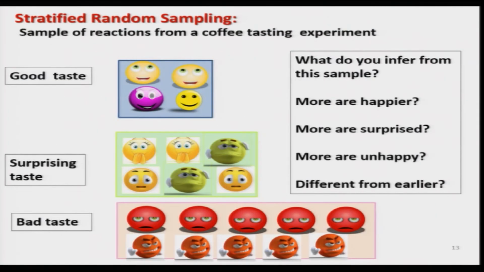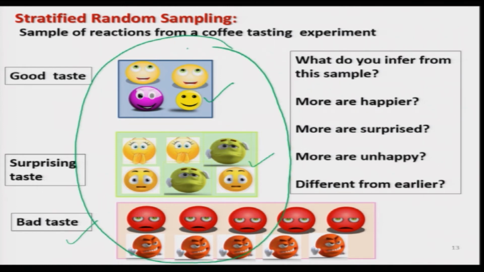Now I try to take this sample. You can see here there are 4 persons in the sample indicating a good taste, 6 persons indicating a surprising taste, and there are 10 people who are saying that the taste is bad. So this is overly represented by the people who are saying the taste is bad. So by looking at this sample, can I conclude that the taste is really bad?